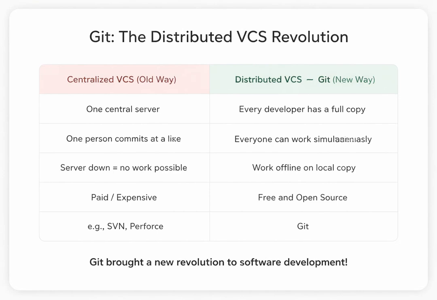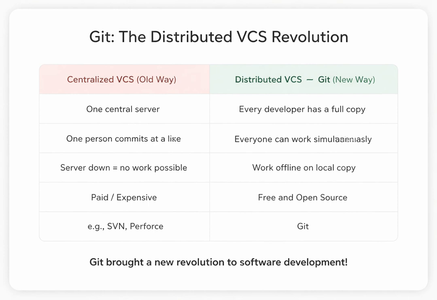Let's put this side by side so the contrast is crystal clear. With the old centralized systems, there was one server. Only one person could commit at a time. If the server went down, nobody could work, and you had to pay for it. With Git and distributed version control, every developer has their own full copy. Everyone can work at the same time. You can work completely offline on your local machine, and it's free and open source. This is why Git completely took over the industry. Even companies like Microsoft, who had their own centralized version control tools, eventually moved away from them.